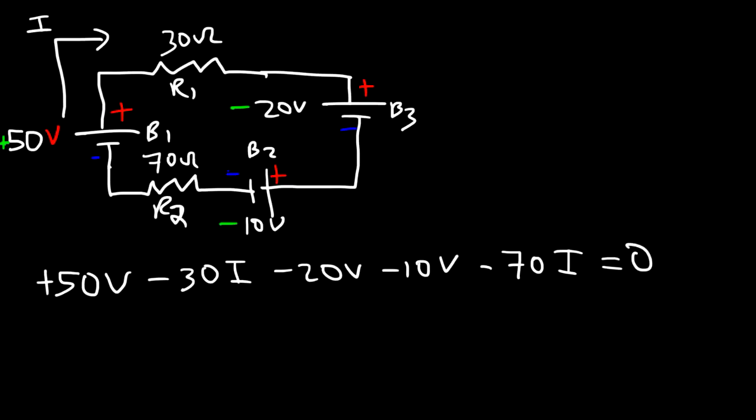So now let's combine like terms. So we have 50 minus 20 minus 10. So that's equal to positive 20. And then we have negative 30 minus 70. So that's going to be negative 100I.